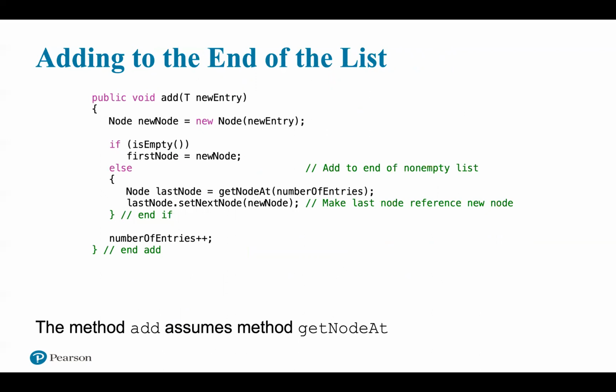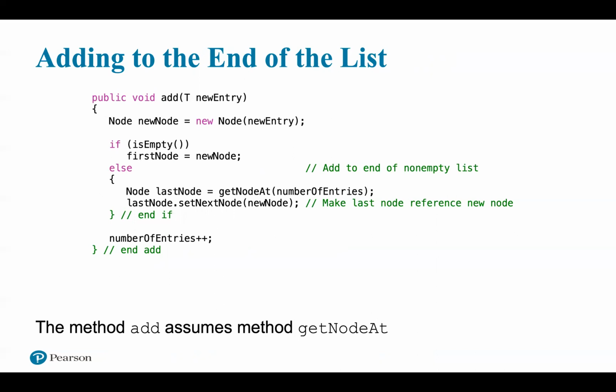We begin with the first add method. This method adds a new entry to the end of the list, like the statements in Segment 12.4. The following statements make the addition as we're showing here. Assuming that we have the private method getNodeAt, which we defined in Segment 12.7, we can complete the method add, including getNodeAt. This method first creates a new node for the new entry.